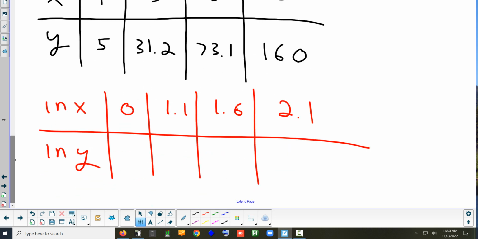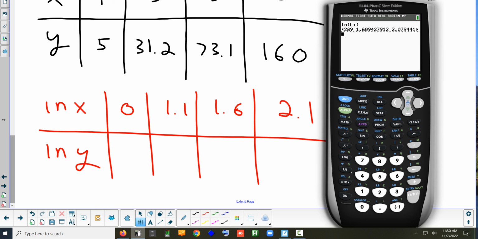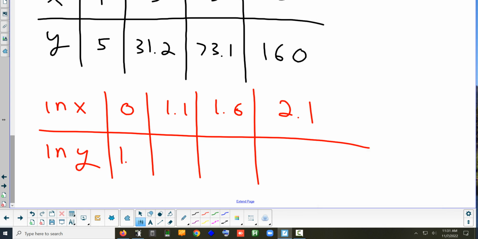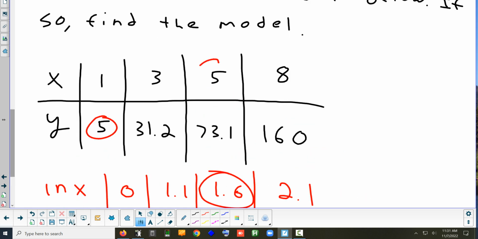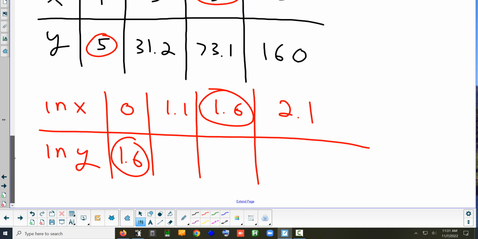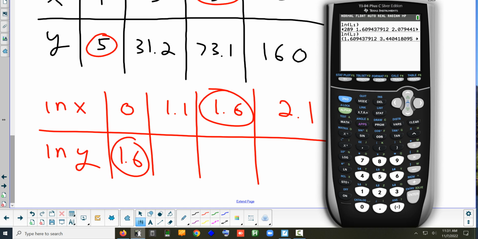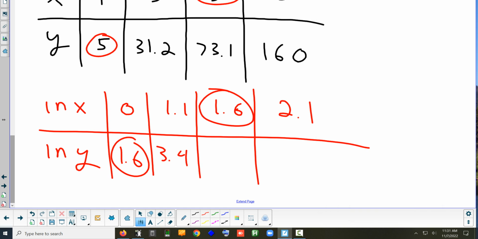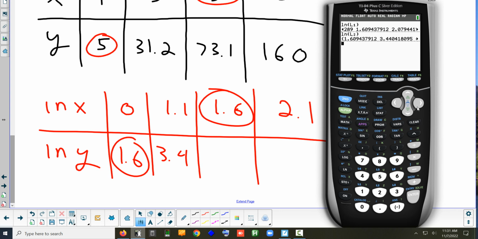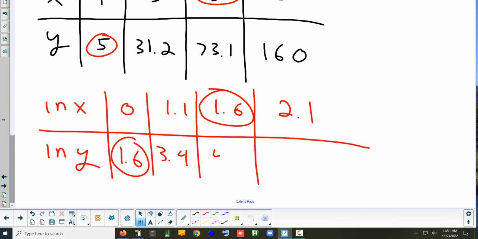Now I want to take the natural log of every number that was in the y values, and that was L2. So let's do natural log, second 2. All right, so we get 1.6. These two numbers should be the same in this problem, because they were the same. So 1.6. 3.4. I can't see the rest. That should be 4.3 and 5.1.